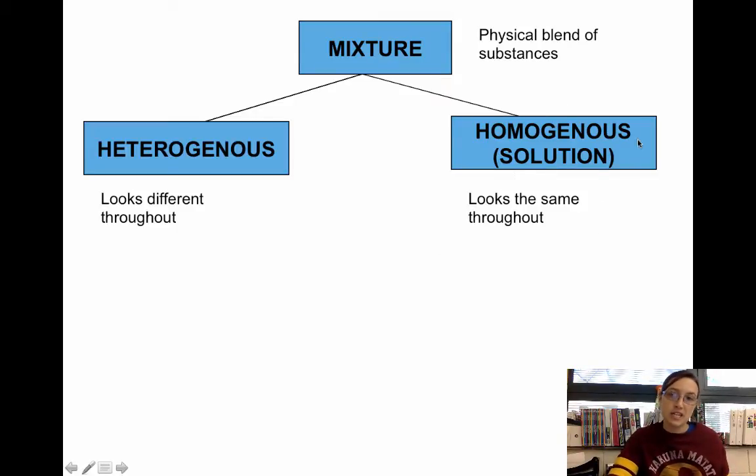Versus a homogeneous mixture. Hetero means different. Then we have homogeneous, which is also called a solution. That looks the same throughout. So even though it's a physical blend, like salt water, we added salt to water, but it dissolves. We can't see each individual salt crystal in the water. That's a homogeneous solution. That's going to be the difference between heterogeneous and homogeneous mixtures, whether it looks the same throughout or whether it looks different throughout.